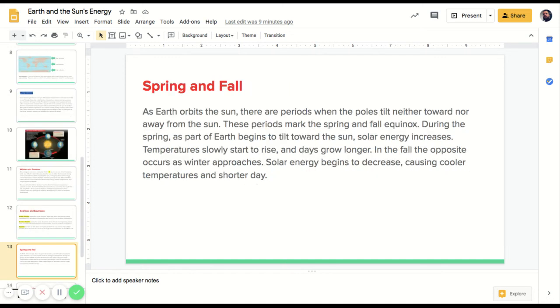Spring and fall. As Earth orbits the sun, there are periods when the poles tilt neither toward nor away from the sun. These periods mark the spring and fall equinox. During the spring, as part of Earth begins to tilt toward the sun, solar energy increases. Temperatures slowly start to rise, and days grow longer. In the fall, the opposite occurs as winter approaches. Solar energy begins to decrease, causing cooler temperatures and shorter days.